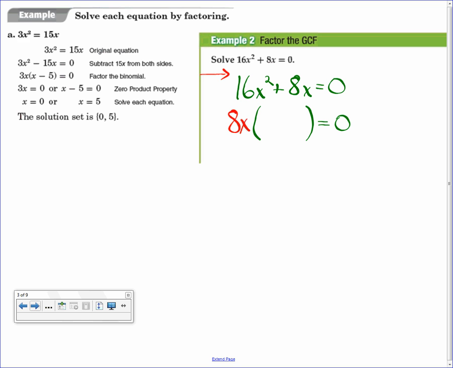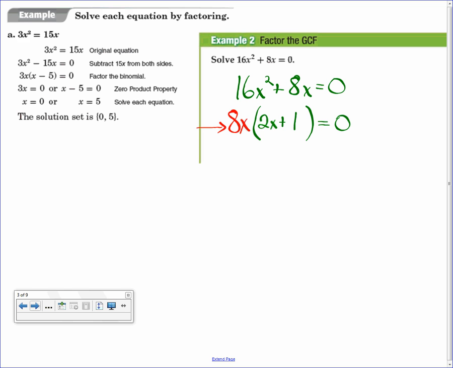Alright, let's start off with 16x squared divided by 8x. 16 divided by 8 is 2, x squared divided by x is x. So I've got 2x. Next, let's jump over here to the 8x. 8x divided by 8x. Now, you've got to have something in the parentheses because we had two terms originally. So 8x divided by 8x is 1.